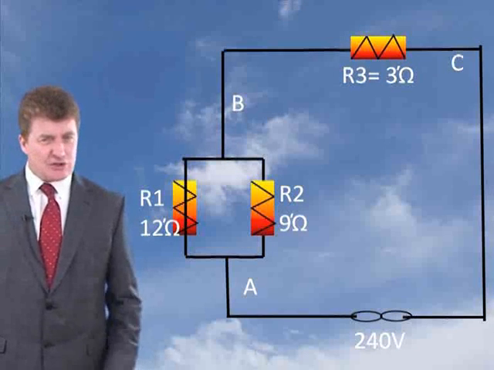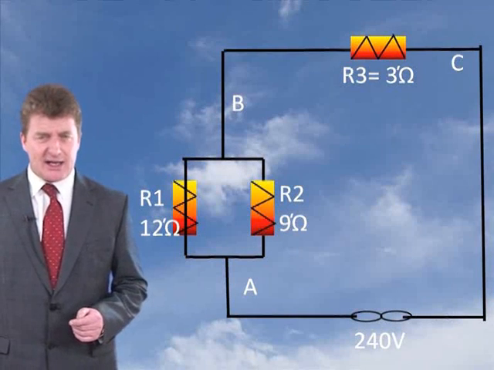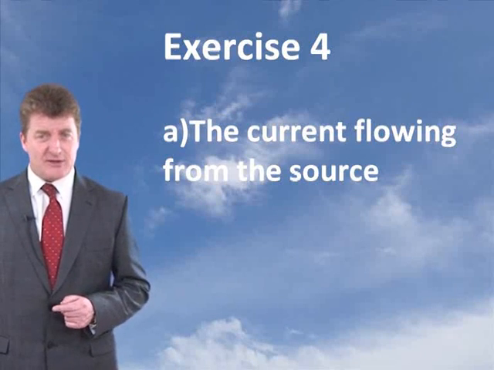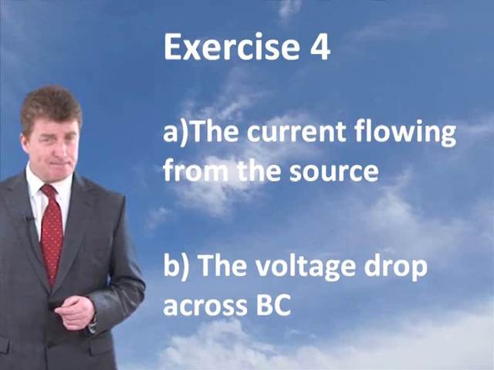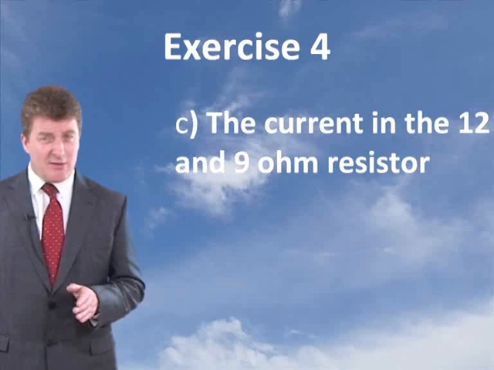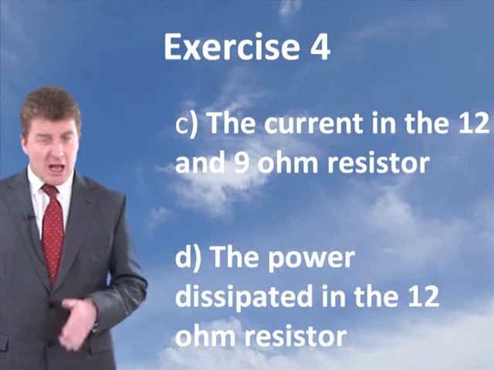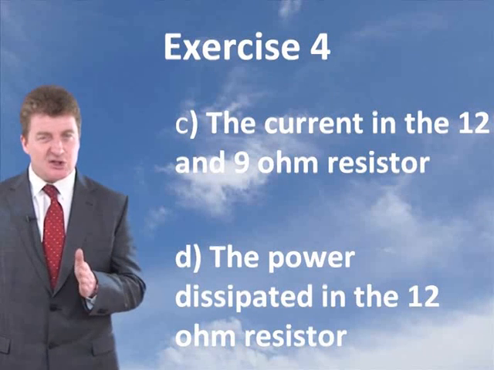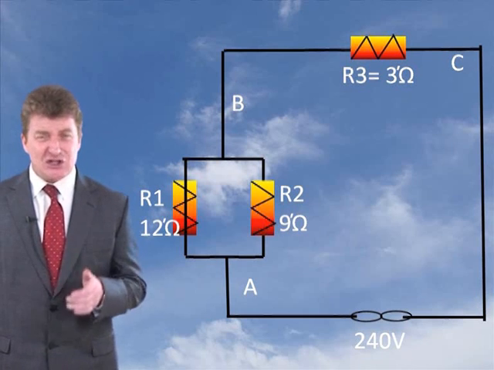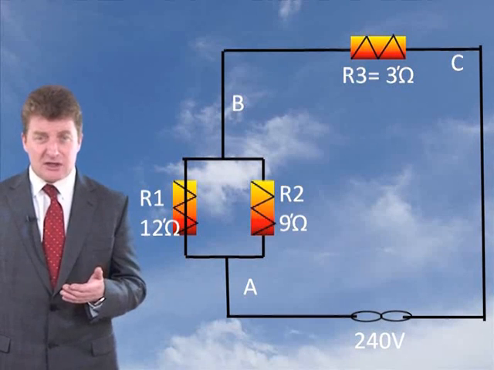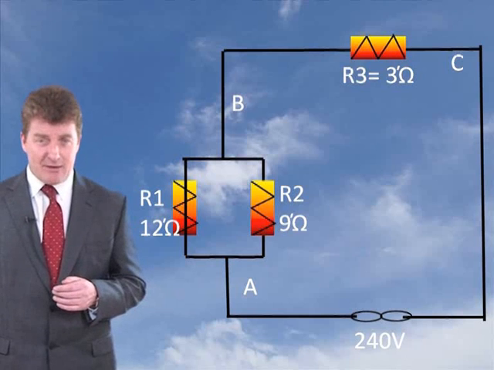This diagram shows a circuit. I want you to calculate the current flowing from the source, the voltage drop across BC, the current in the 12 and 9 ohm resistor, and the power dissipated in the 12 ohm resistor. Now clearly this question is about determining current in a circuit with both series and parallel.